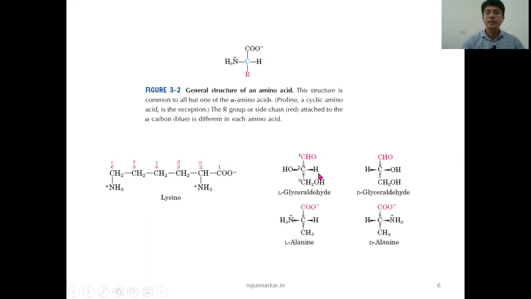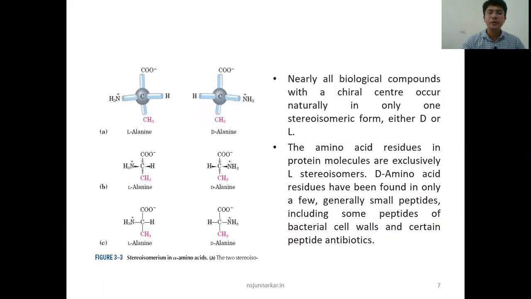Like sugars, the amino acids also can have stereoisomers. L and D forms of the amino acids can exist depending on the chiral center that is present in the structure of the amino acid. Except glycine, all the amino acids have at least one chiral center, and so they can have stereoisomers, whereas glycine doesn't have any stereoisomers.